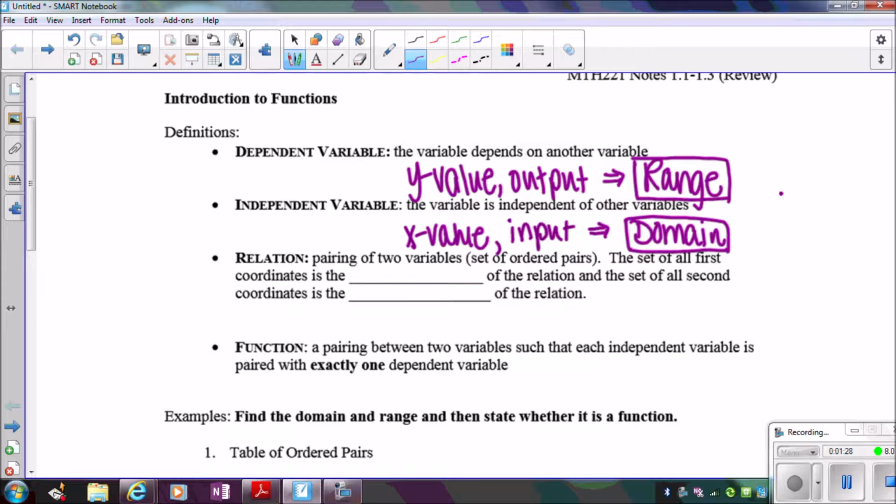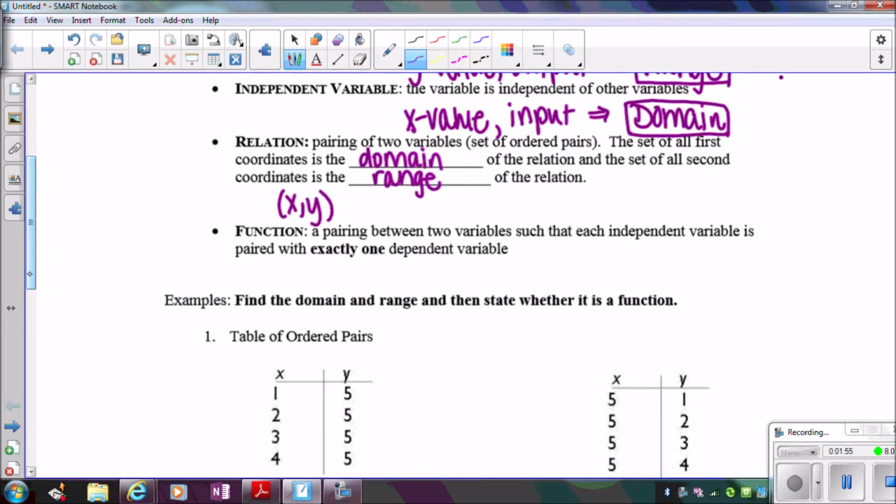So when we look at a relation, the set of all first coordinates is the domain, so the input values of the relation, and the set of all second coordinates is the range. So it's basically just any kind of x, y's. So inputs, outputs.